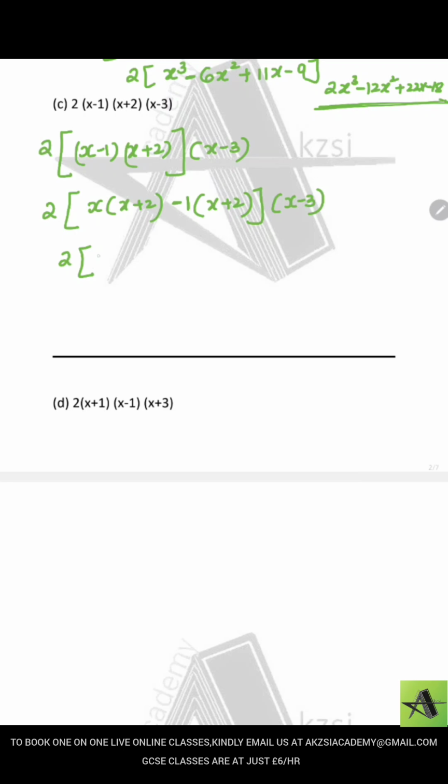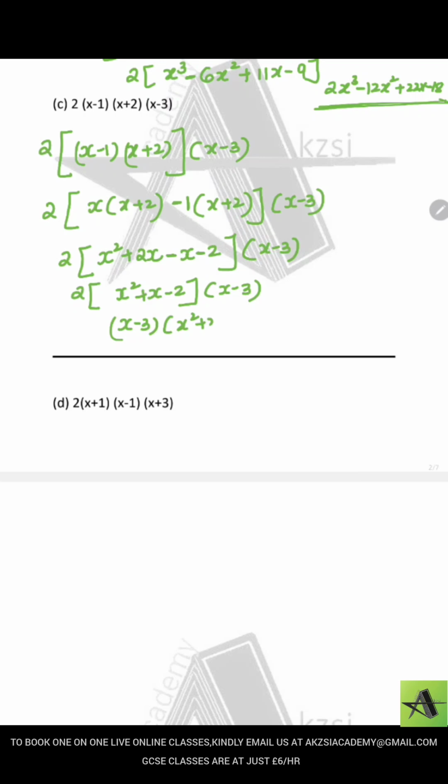So 2 times x squared plus 2x minus x. So minus 1 times x and minus 1 times 2. So minus x minus 2. This will be x minus 3. So 2 times x squared, 2x minus x is just x, minus 2. And it will be times x minus 3. Now I'm just rearranging it. X minus 3 times x squared plus x minus 2, and 2 is outside.